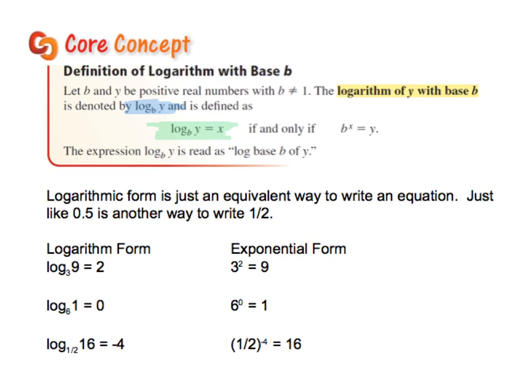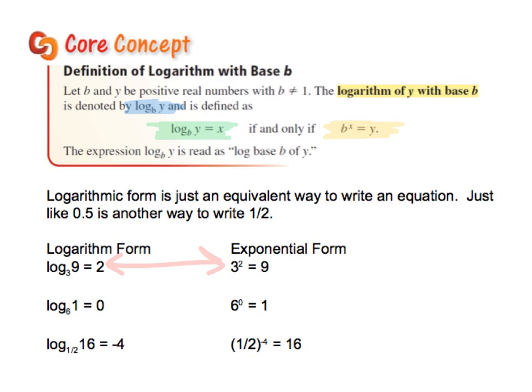Okay, over here on the right, b to the x equals y, that's how you would write the exact same thing in exponent form. So logarithmic form is just an equivalent way to write an equation, like 0.5 is a half, or 3/4 is 0.75, things like that. If you look down here on the bottom are just some examples writing the same thing two different ways. In logarithm form, log base 3 of 9 equals 2. In exponential form, it would be 3 to the 2nd power equals 9.